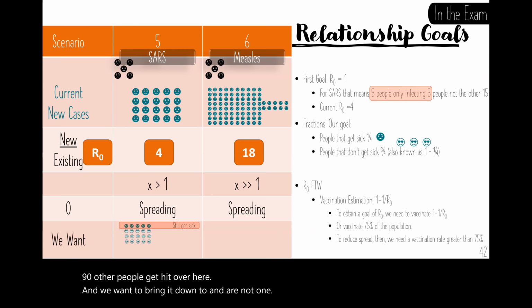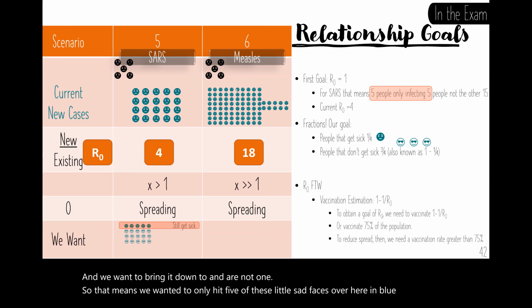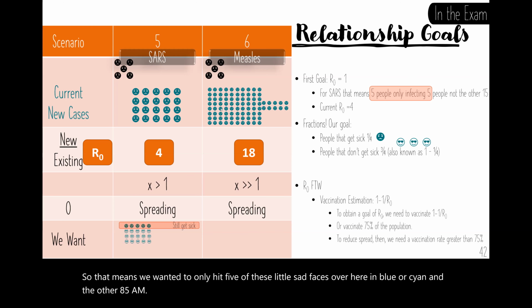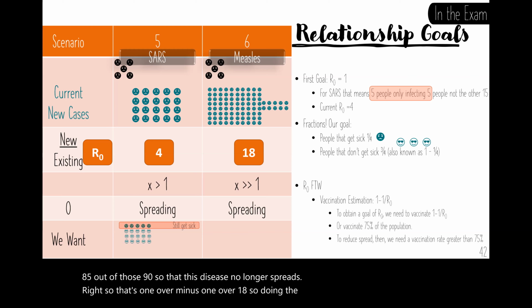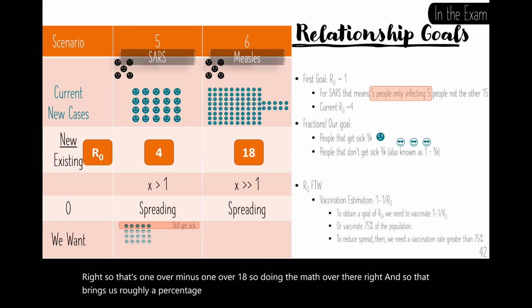So that means we want it to only hit 5 of these little sad faces over here in blue or cyan, and the other 85 of them would need to be protected. In other words, we would need to literally vaccinate, successfully, mind you, 85 out of those 90 so that this disease no longer spreads, right? So that's 1 minus 1 over 18. Doing the math, that brings us roughly to a percentage of 94.5%.